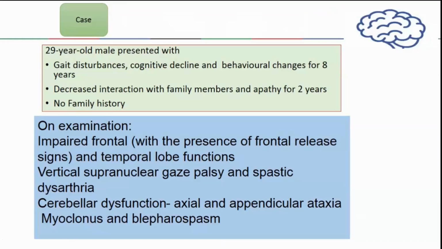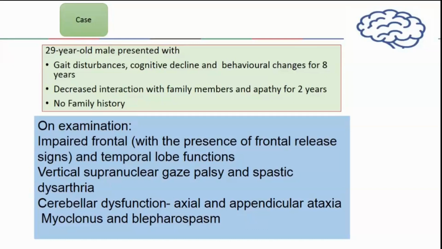So this is vertical supranuclear gaze palsy. As I showed you with oculomotor apraxia, if you do a similar test in these patients, the horizontal gaze would be okay. But if you see the vertical gaze, you will find that there's a nystagmus and gaze palsy when you do the vertical movements. So this is a very important sign of Niemann-Pick disease type C.